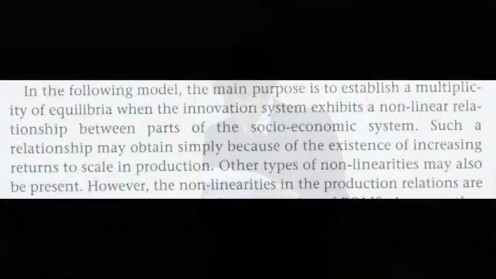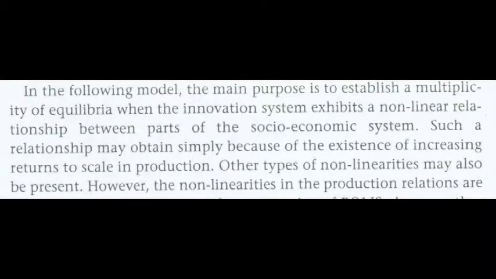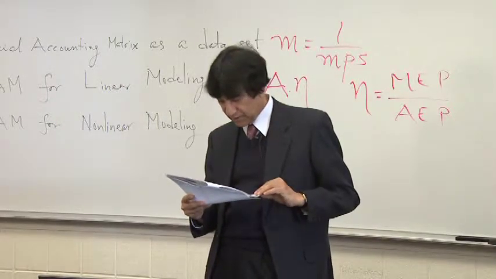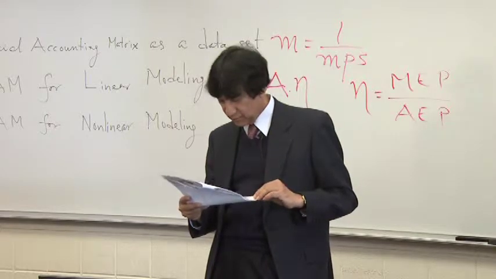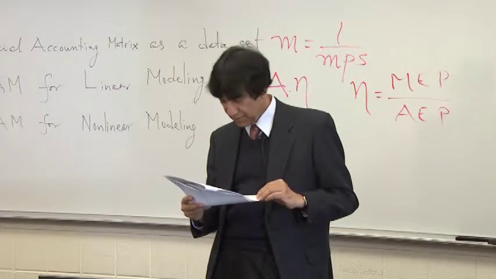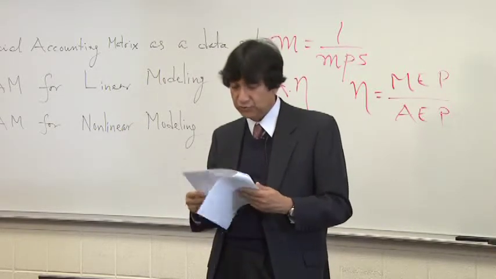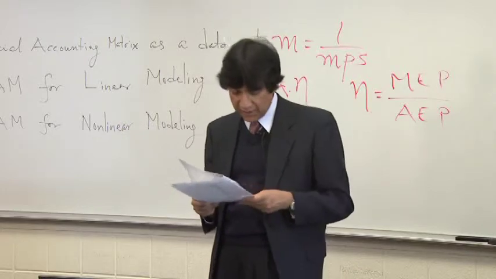In the following model, the main purpose is to establish a multiplicity of equilibria when the innovation system exhibits a nonlinear relationship between parts of the socioeconomic system. Such a relationship may obtain simply because of the existence of increasing returns to scale in production. Other types of nonlinearities may also be present. So this is a new thing that, at least as far as I know, was introduced at that point by me.